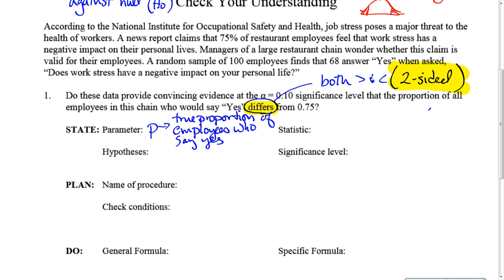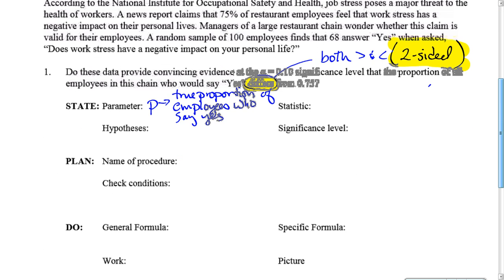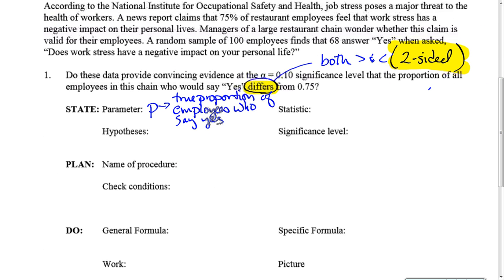Now if you look back up here, we suggested that you do parameter, stat. So our stat here is going to be 68 answer yes out of 100. So p hat equals 68 out of 100.